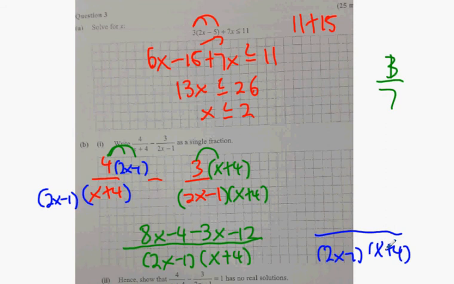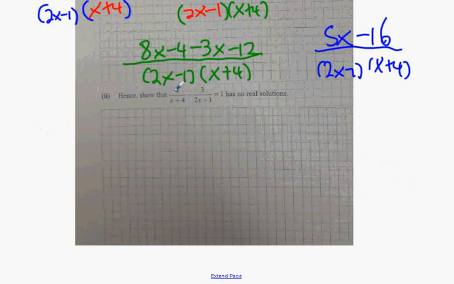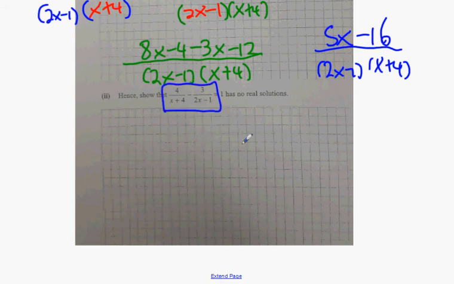Show that this last question equals 1 has no real solutions. Okay, no real solutions means you're not going to be able to do this question. Even when you do it properly, you'll find that eventually you won't be able to get an answer. That's the point. So what's going to happen is this box here is the answer to the last question. The answer to the last question is 5x minus 16 all over 2x minus 1 all over x plus 4. Everybody happy with that?